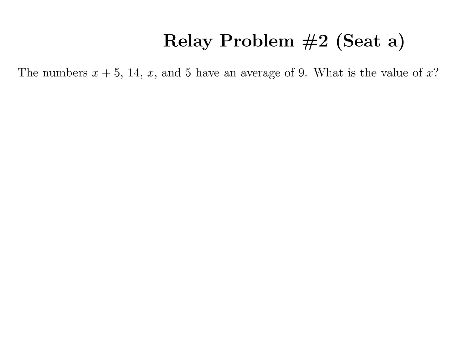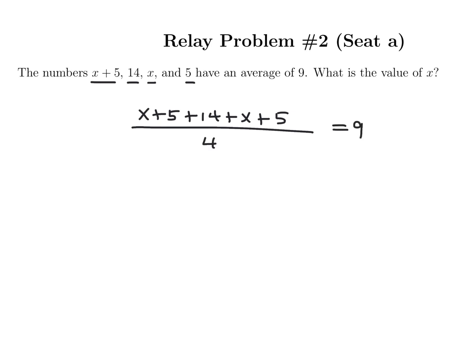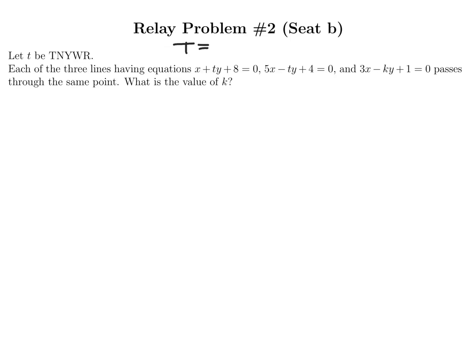The numbers X plus 5, 14X, and 5 have the average of 9. What is the value of X? So I just add them up, and then I divide by how many numbers there are, which are 1, 2, 3, 4, and that's going to be 9. So that's going to be 2X plus 24 is 36, and therefore 2X is 12, X is 6. Yep. So T is equal to 6 now.